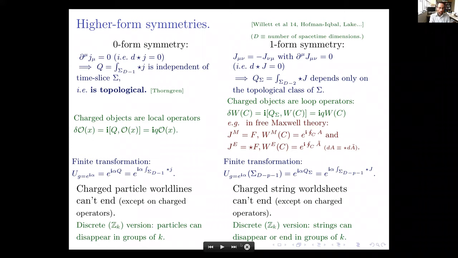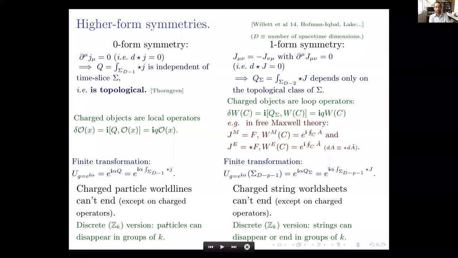We can define unitaries that represent these symmetries on the Hilbert space by exponentiating the charge in the usual way in the zero form case, and basically in the usual way in the case of higher form symmetries. The basic consequence of the presence of a zero form symmetry is that the world lines of charged particles, if it's particles that carry the charge, can't end. The only way they can end is by being created or annihilated by charged operators. And the analogous statement in the case of one-form symmetries is that there are charged string world sheets that can't end or break, except on these charged operator-supported loops. And in both cases, there's a finite group version where we simply restrict this parameter alpha to be 2 pi over k. The consequence of breaking that continuous symmetry to a discrete one is that now the particles can disappear in groups of k, or the strings can end in groups of k.